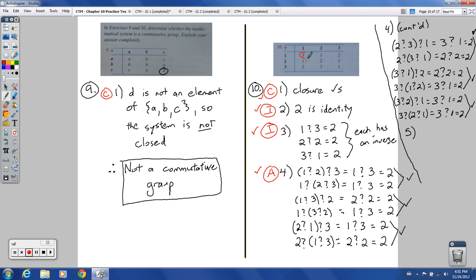To do that, check the main diagonal, see that everything's symmetric about that. So 1 and 1, 2 and 2, 3 and 3, it's symmetric.